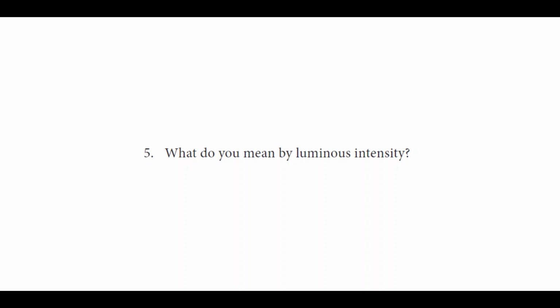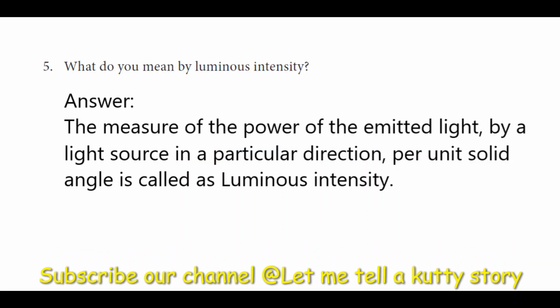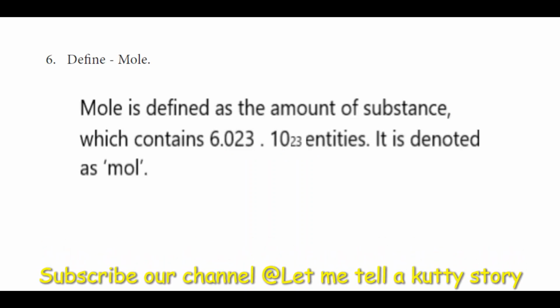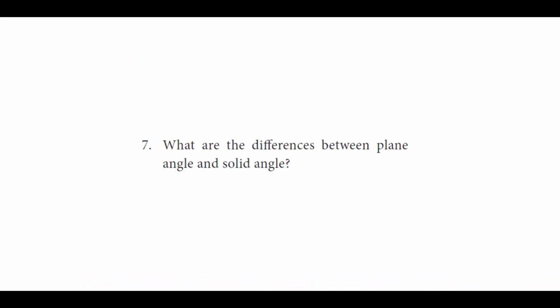Fifth one, what do you mean by luminous intensity? Answer: the measure of the power of the emitted light by a light source in a particular direction per unit solid angle is called luminous intensity. Next one, sixth, define mole. Mole is defined as the amount of substance which contains 6.023 into 10 to the power of 23 entities. It is denoted as mol.